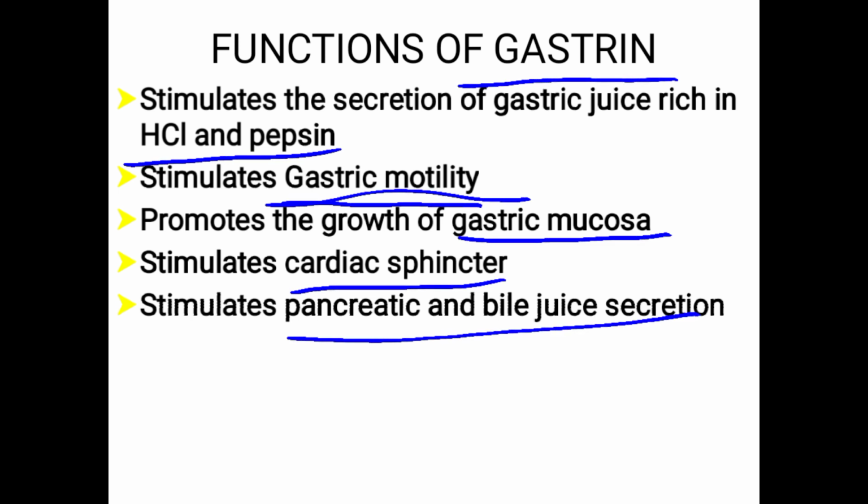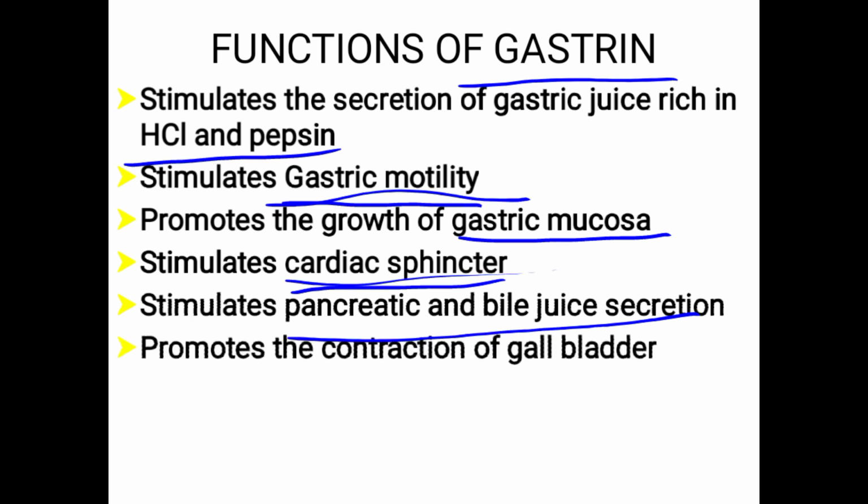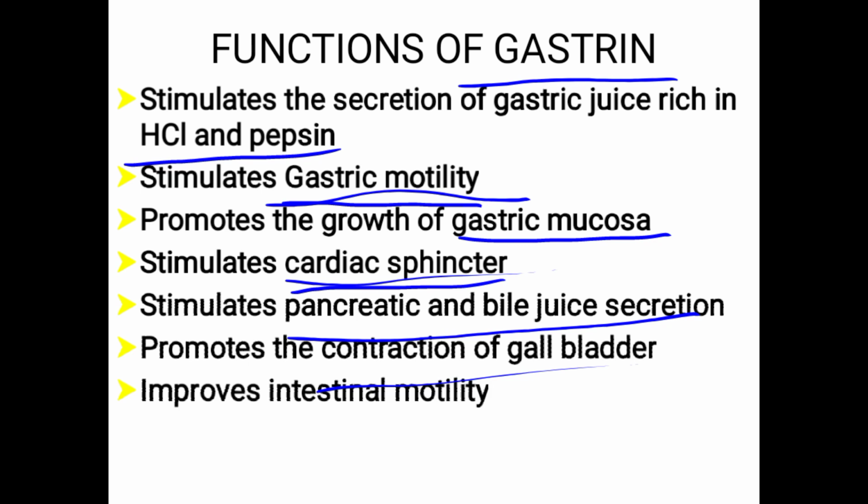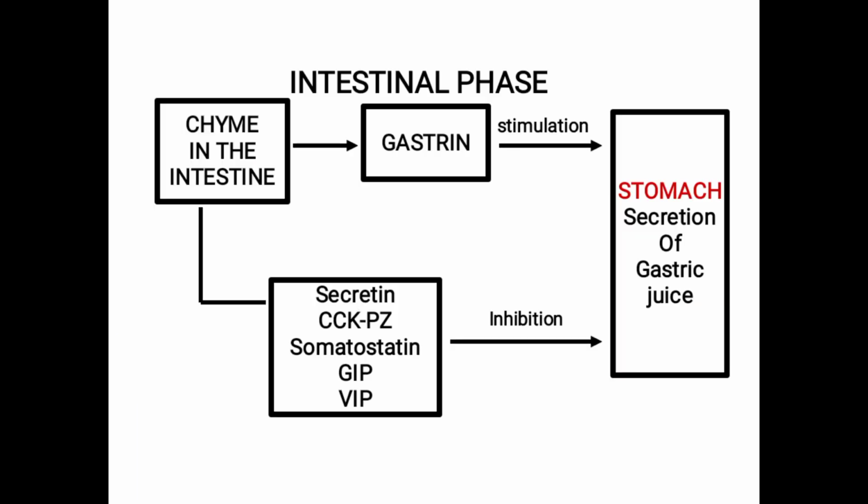Then it promotes the growth of gastric mucosa, stimulates the cardiac sphincter, and stimulates pancreatic and bile juice secretion. The cardiac sphincter is the sphincter present in the cardiac area of the stomach. Ma'am will explain that in anatomy. These are the functions, and it also promotes the contraction of the gallbladder and improves intestinal motility. So these are the functions of gastrin. Gastrin is a hormone.